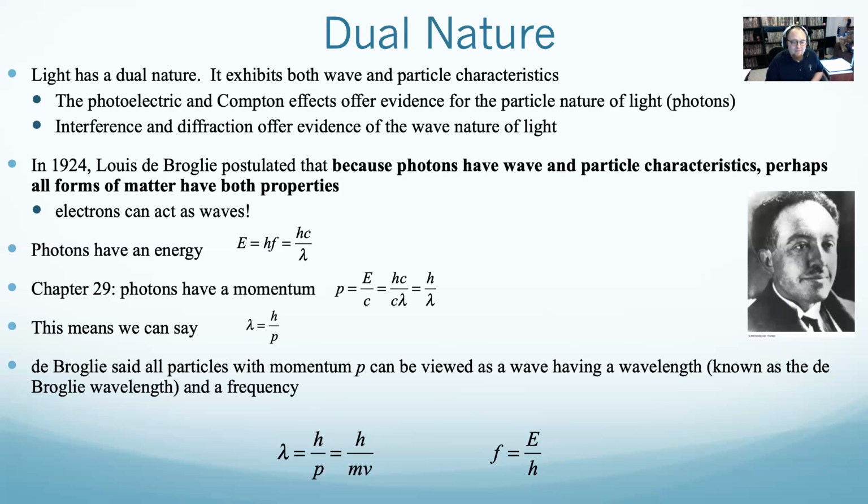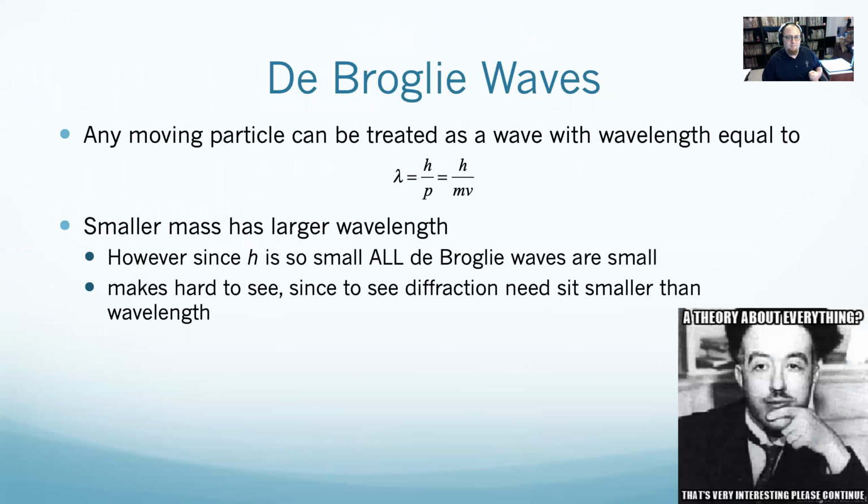And if they have a wavelength, they've got a frequency. All particles with momentum have wavelength and frequency. This was eventually proved in 1927. What this means is any moving particle can be treated as a wave, and wave mechanics works for everything. People talk about the duality that light is a particle and a wave, but electrons do it too. Everything is a particle and a wave.